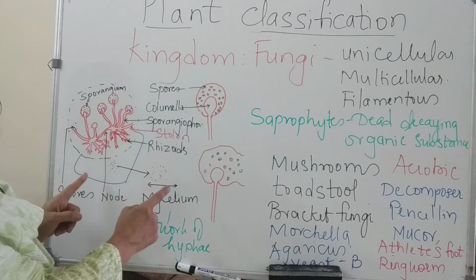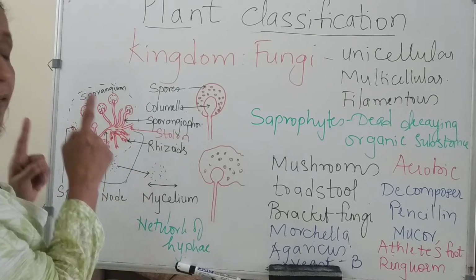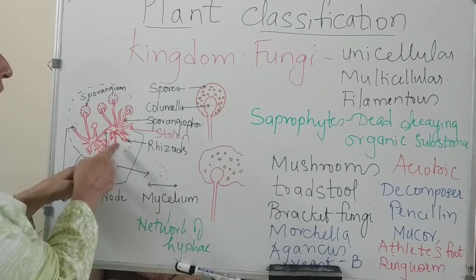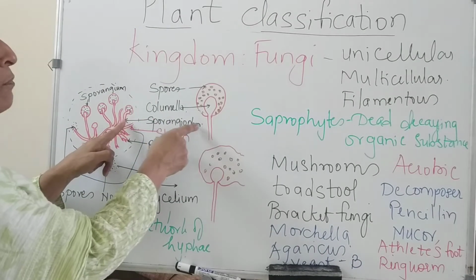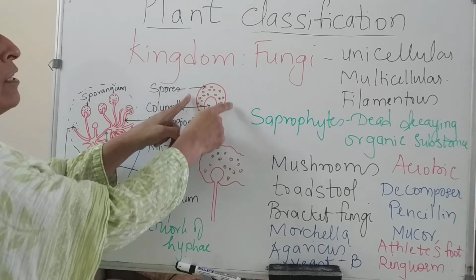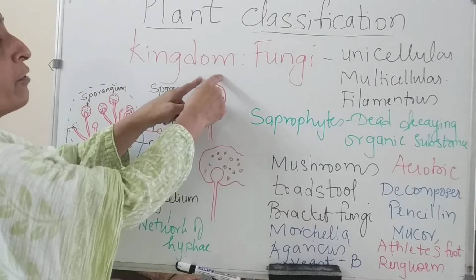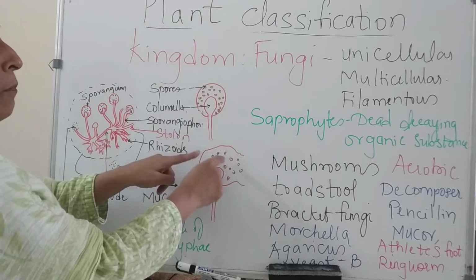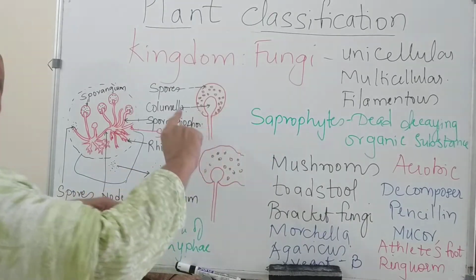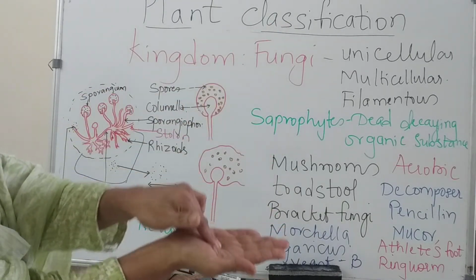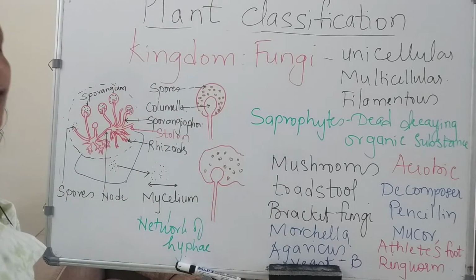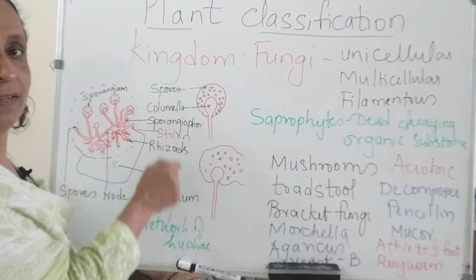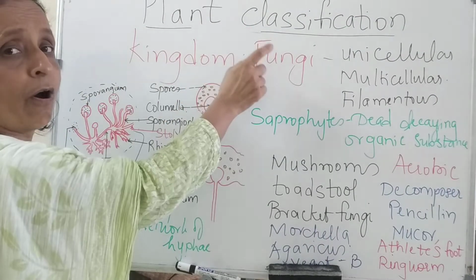And this is how it reproduces. It multiplies the hyphae to form the mycelium. This mycelium gives vertical structure which is sporangiophore, which has sporangium. Sporangium has spores in it and it will burst and release these spores in the atmosphere. When it gets a suitable substratum, it grows into a new organism. This is how reproduction takes place in bread mold. This is the classic example of fungi.